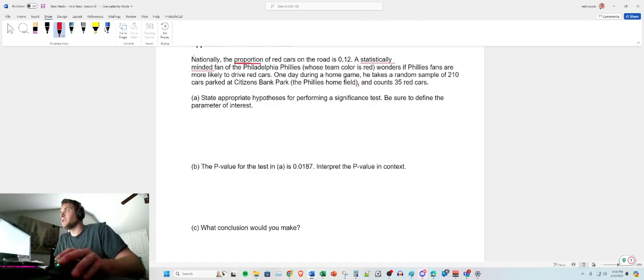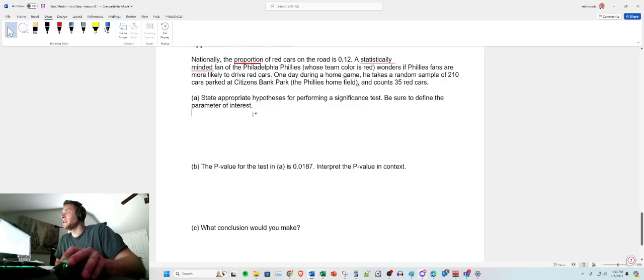The first thing that we want to do, let's just read this. It says, nationally, the proportion of red cars on the road is 0.12. A statistically minded fan of the Philadelphia Phillies, whose team color is red, wonders if the Phillies fans are more likely to drive red cars. One day during a home game, he takes a random sample of 210 cars parked at Citizens Bank Park, the Phillies' home field, and counts 35 red cars. Okay. So the first thing we're going to do, we're going to state an appropriate hypothesis for performing the significance test. Be sure to define the parameter of interest.